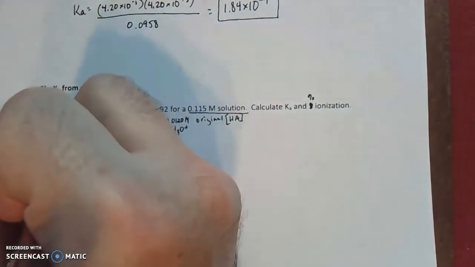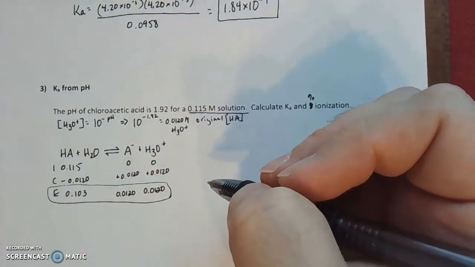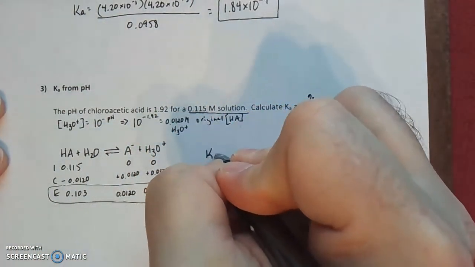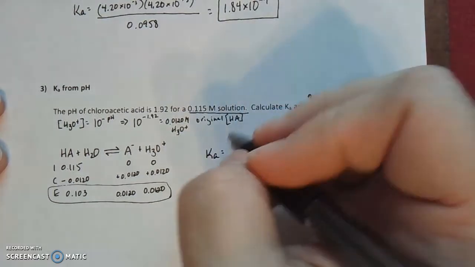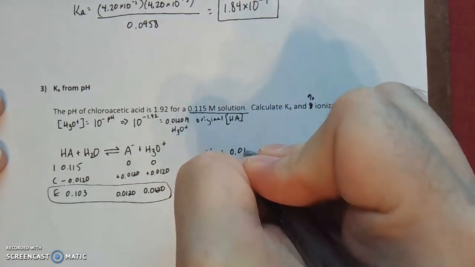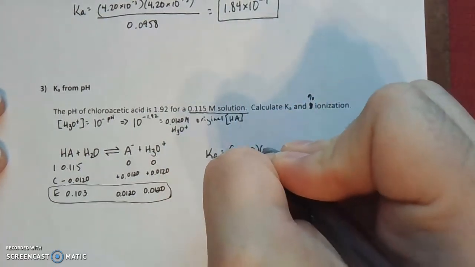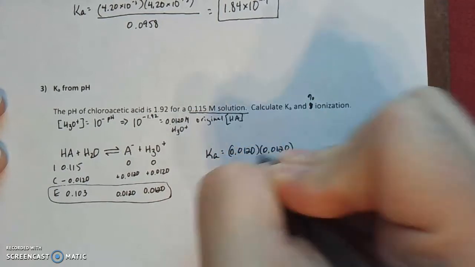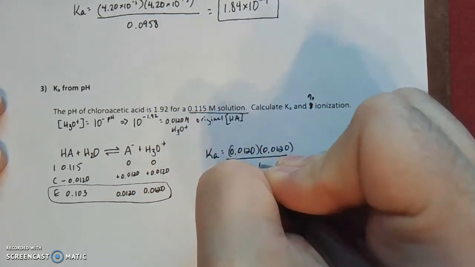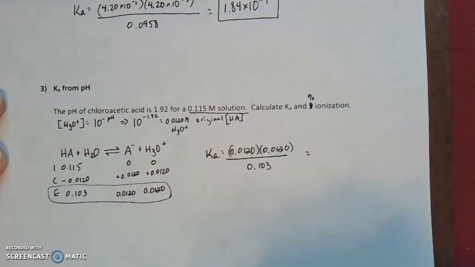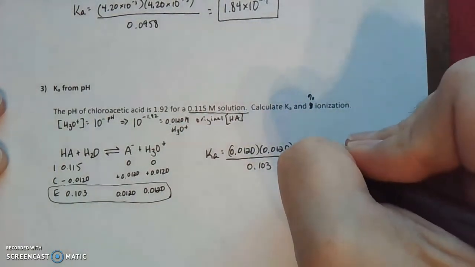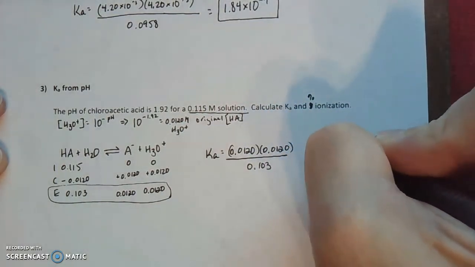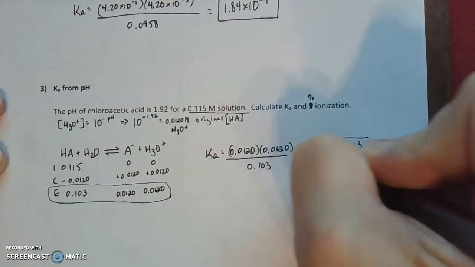Here are the three values that we're going to use in our Ka calculations. So Ka is going to be 0.0120 times 0.0120 all over 0.103, which gives us a Ka of 1.40 times 10 to the minus third. So right there is one of our answers.